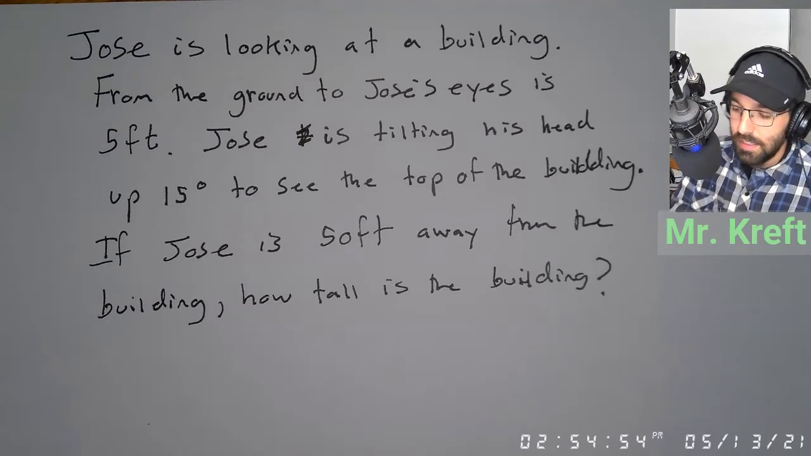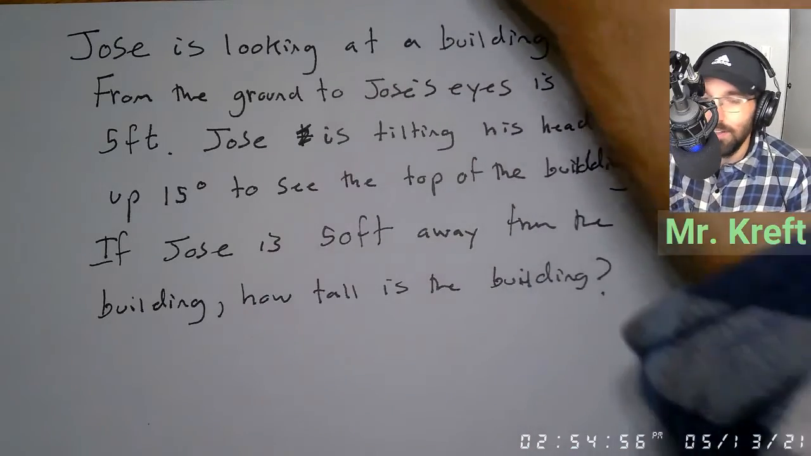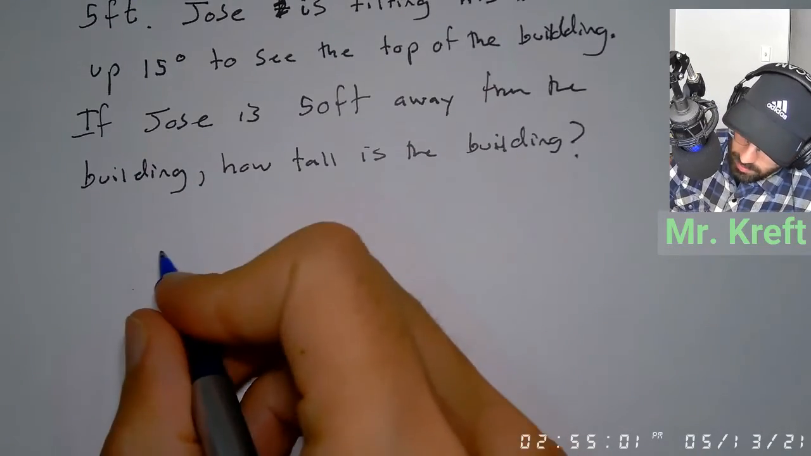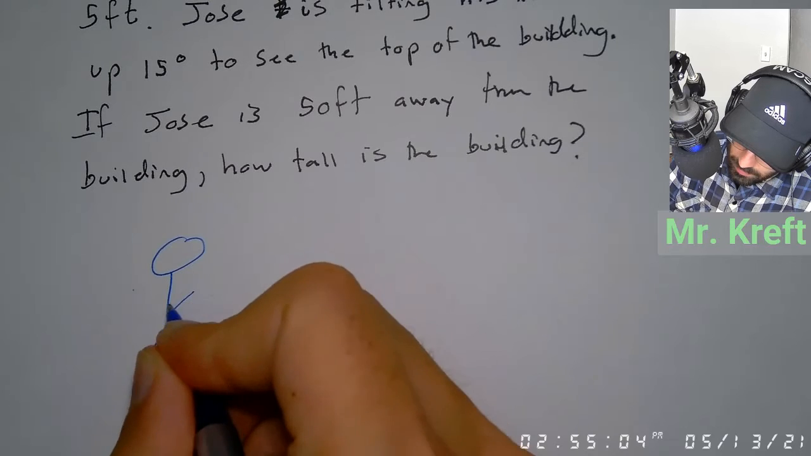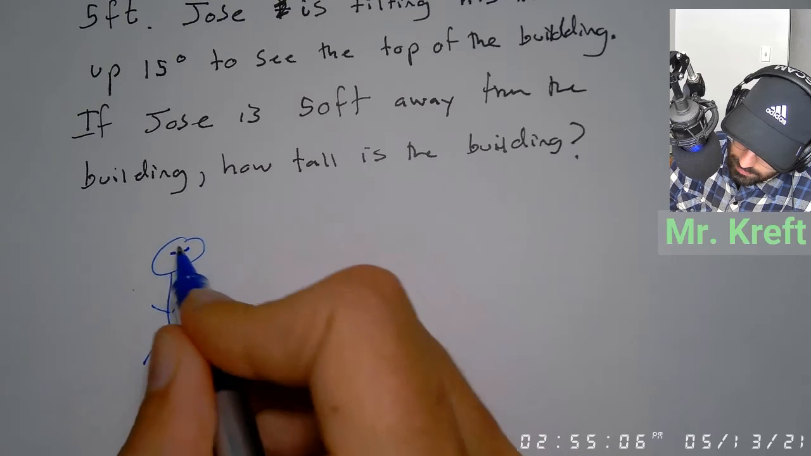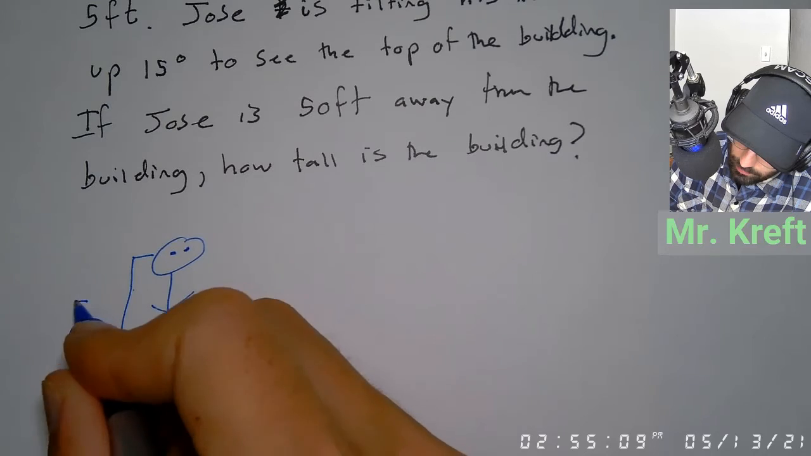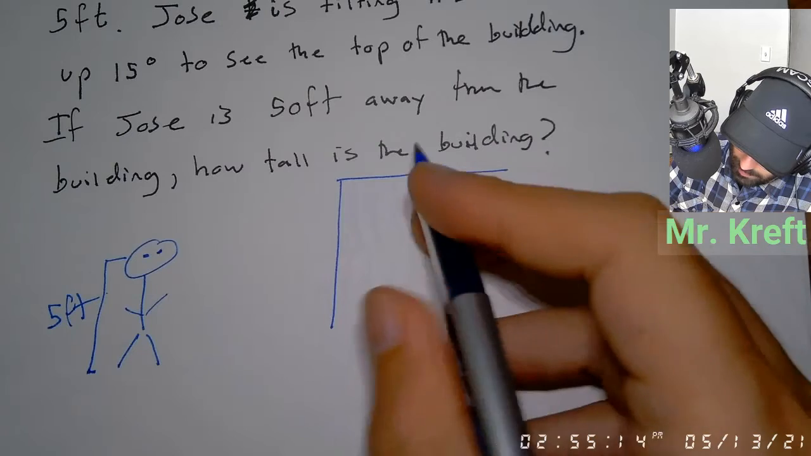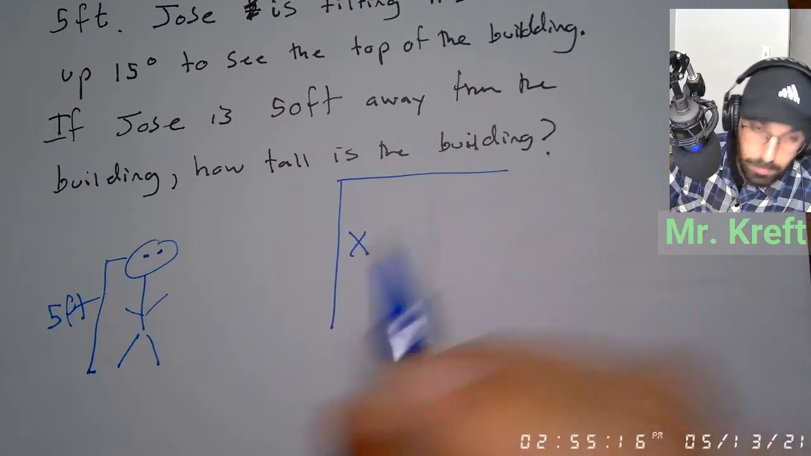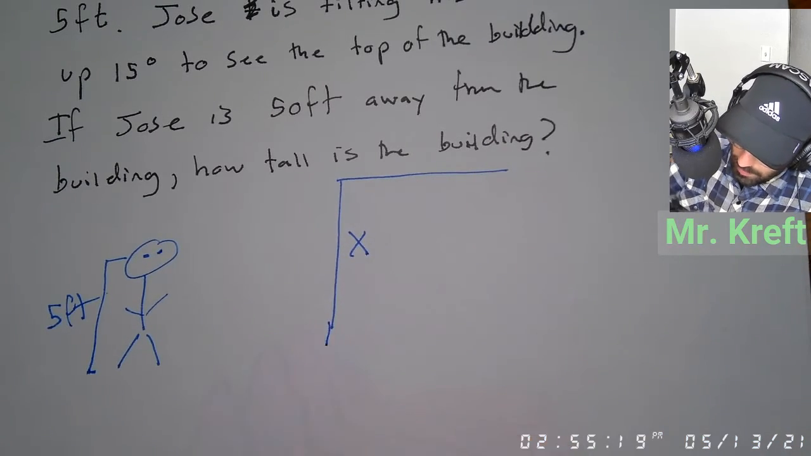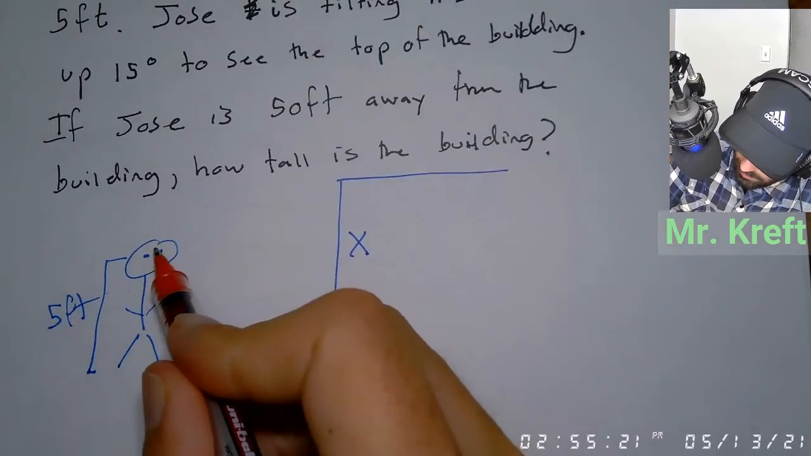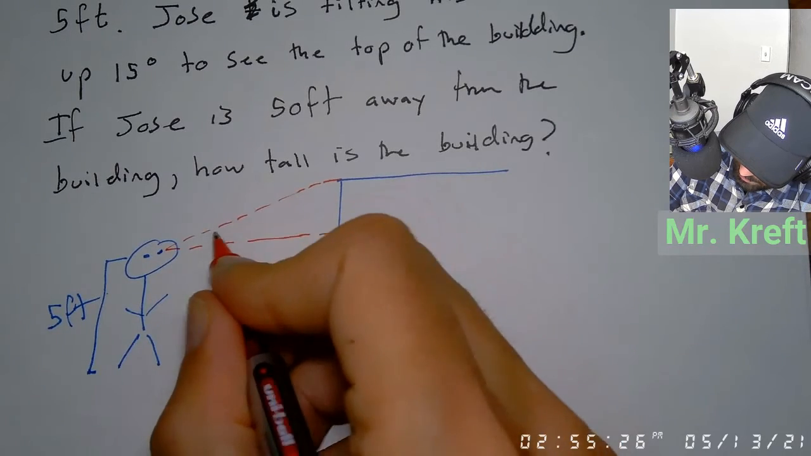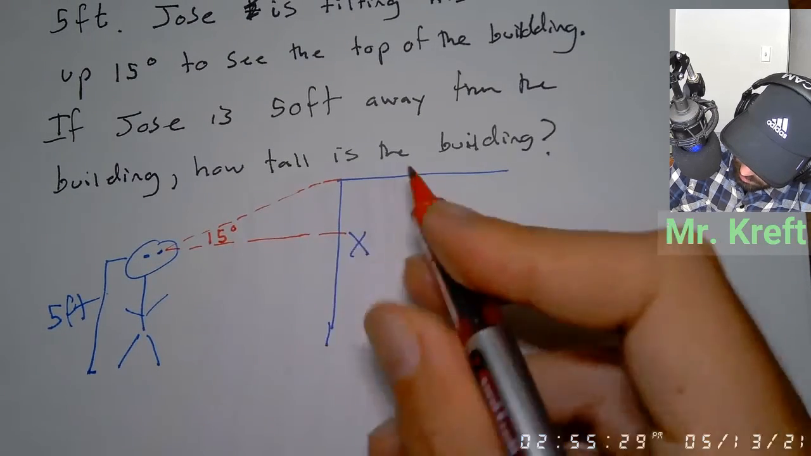All right, guys. Because of the timing, I'm going to get going right now to make sure that the people that are at school get going. So I have Jose here. I know the height to his eyes from the ground is 5 feet. I have a building, and I don't know how tall that building is. Jose is looking at the building from his eyes, and he looks up at 15 degrees.